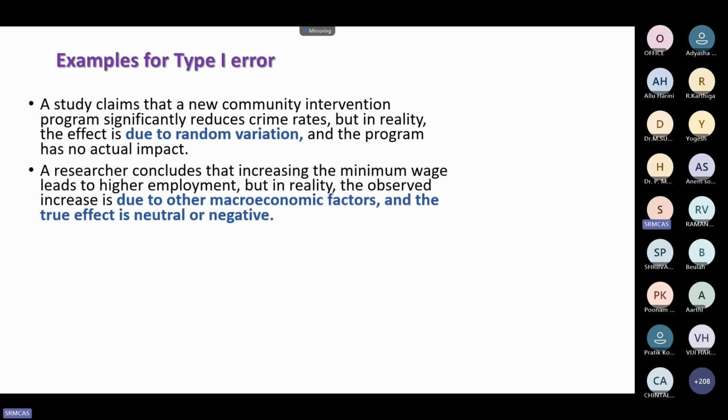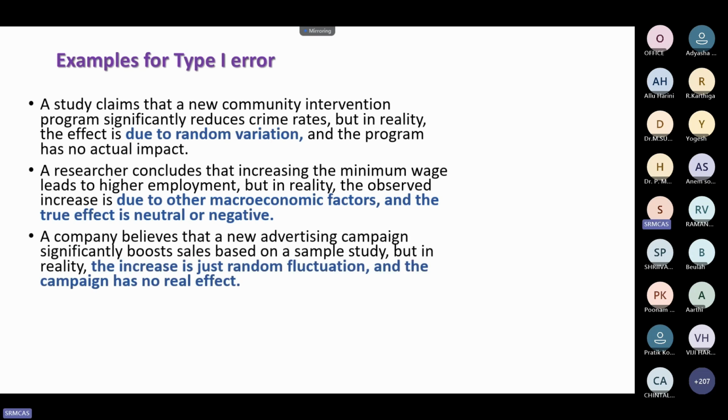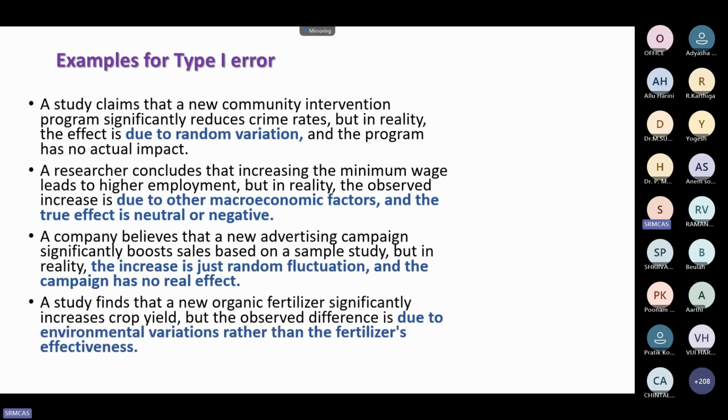Researchers conclude that increasing the minimum wage leads to higher employment, but in reality, the observed increase is due to other factors, and the true effect is neutral or negative. Or a company believes that a new advertising campaign significantly pushed sales based on a study, but in reality, the increase is just random fluctuation, like random sampling, and the campaign has no real effect. All these represent a type 1 error.